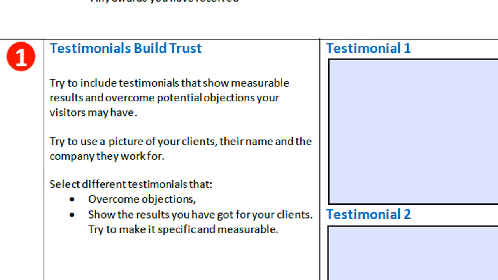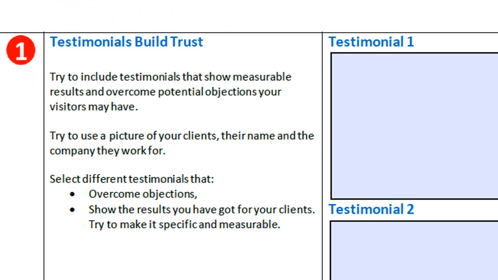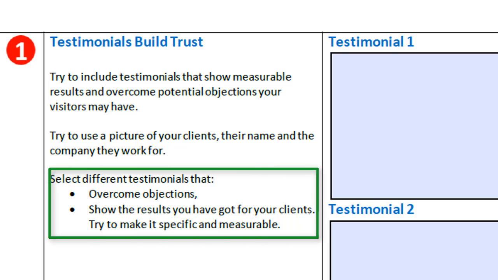And again, the testimonials hopefully will be on the page, and they're going to do all sorts of things like overcome objections, show the results that you've got for other clients, and that's obviously going to be very specific to your business. And if you really want extra points, try to make those results specific and measurable.